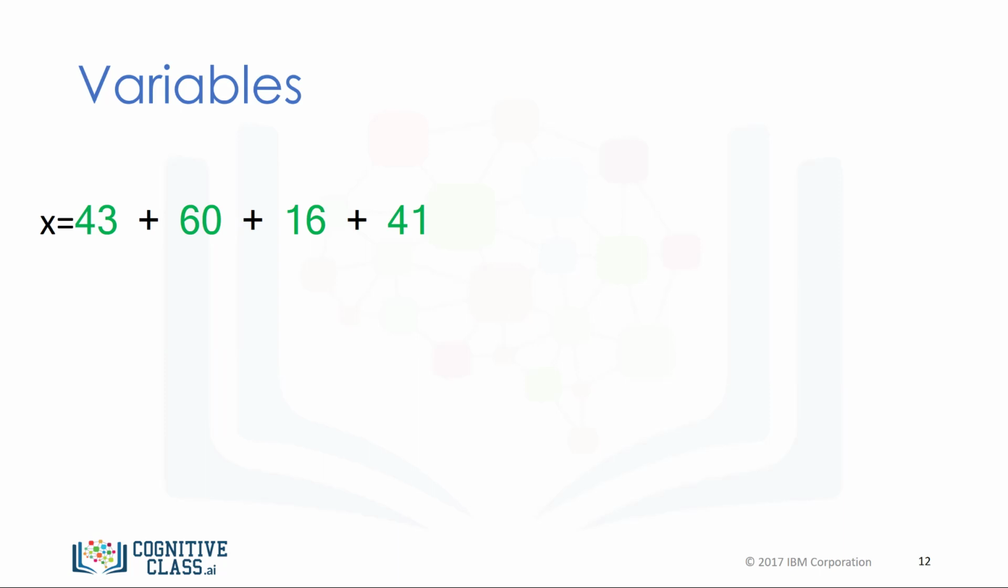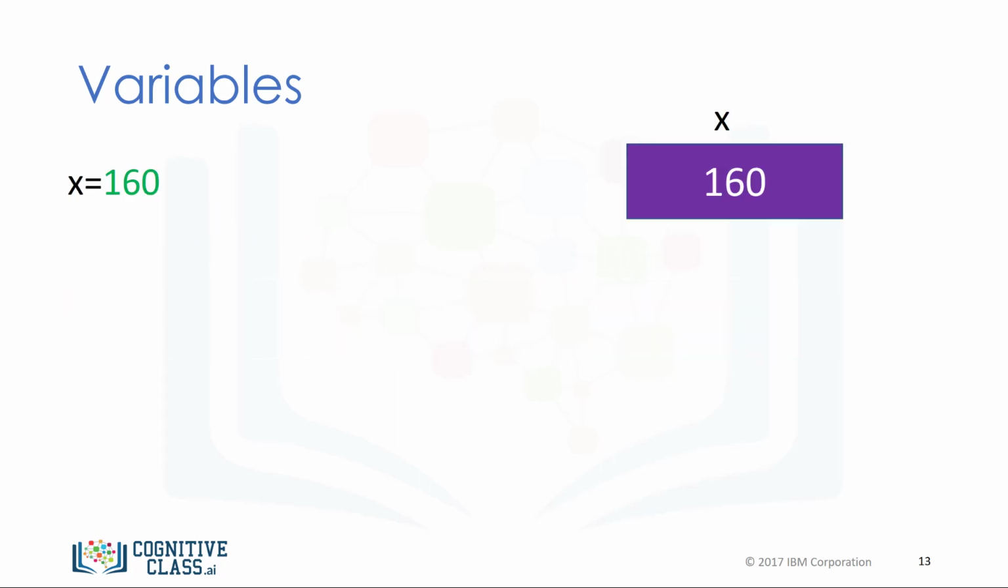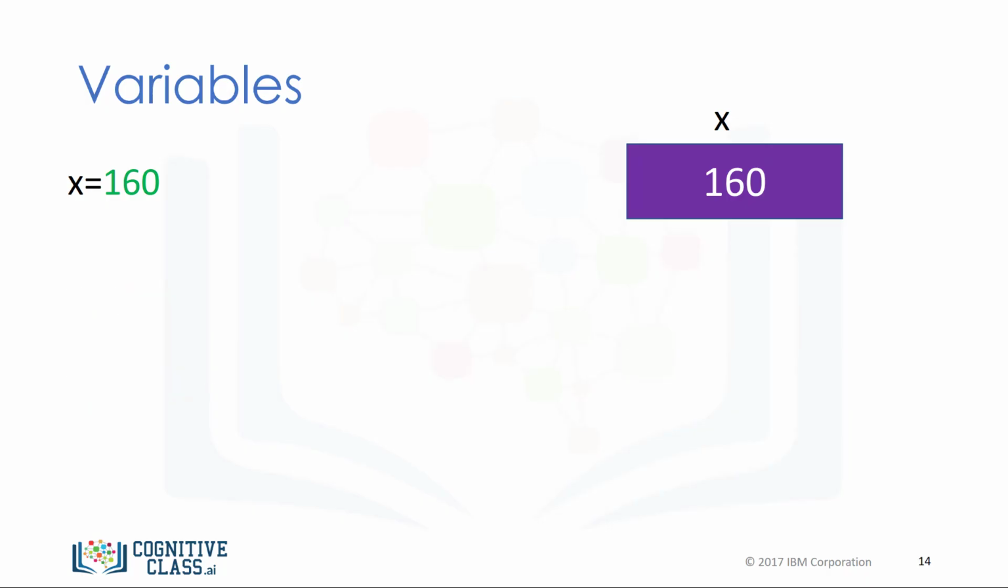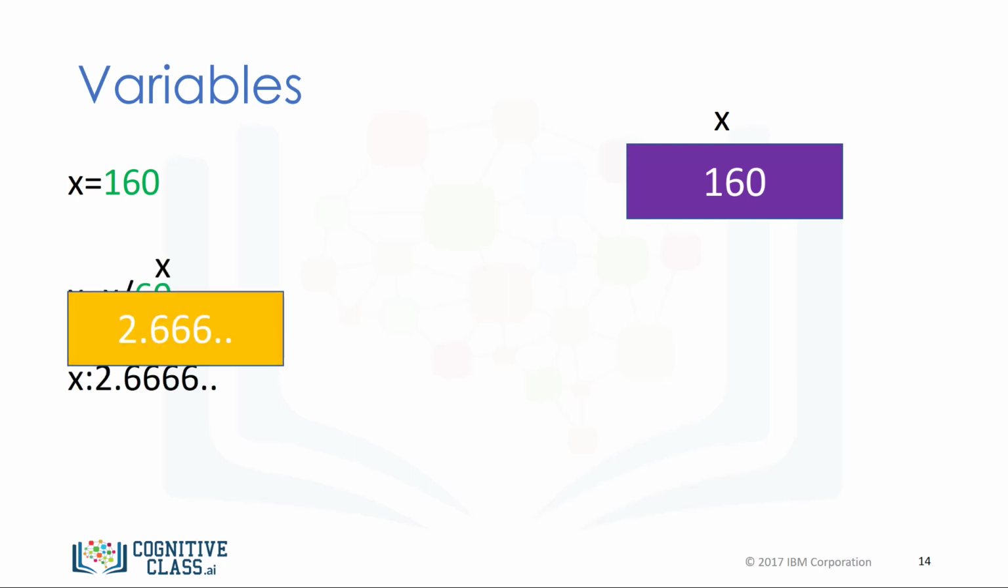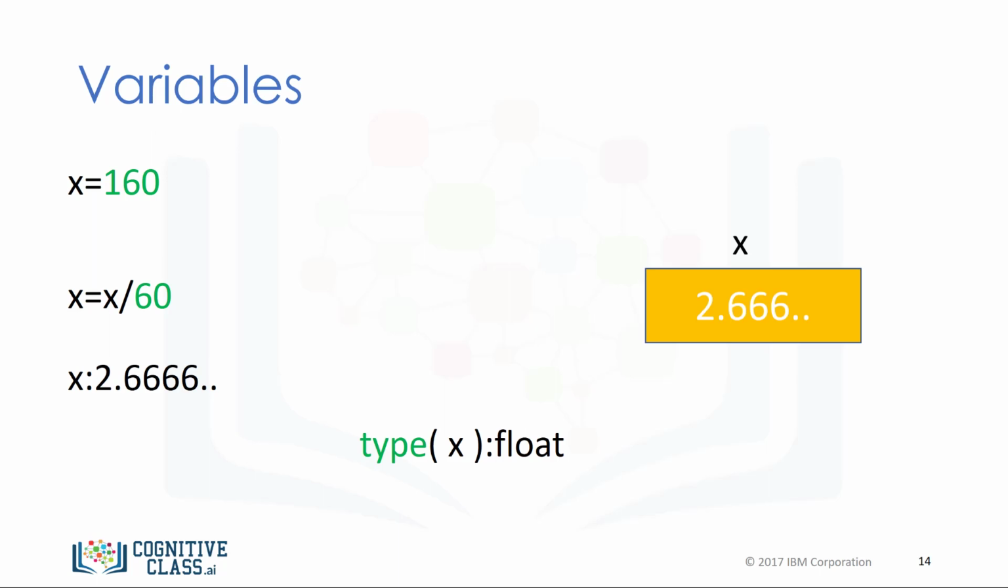For example, we add several values and assign the result to x. x now stores the result. We can also perform operations on x and save the result to a new variable y. y now has a value of 2.666. We could also perform operations on x and assign the value to x. The variable x now has a value of 2.666. As before, the old value of x is not important. We can use the type command on variables as well.